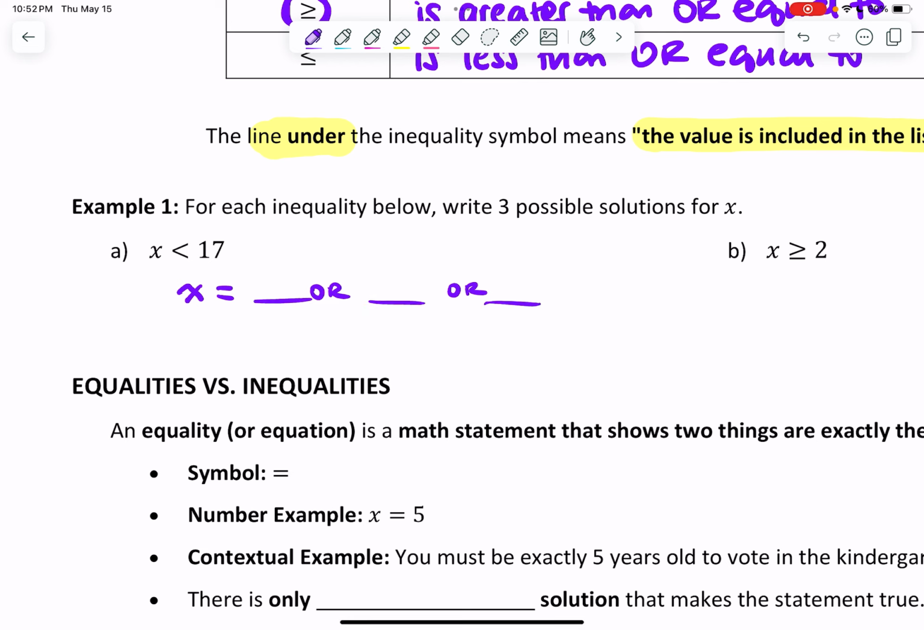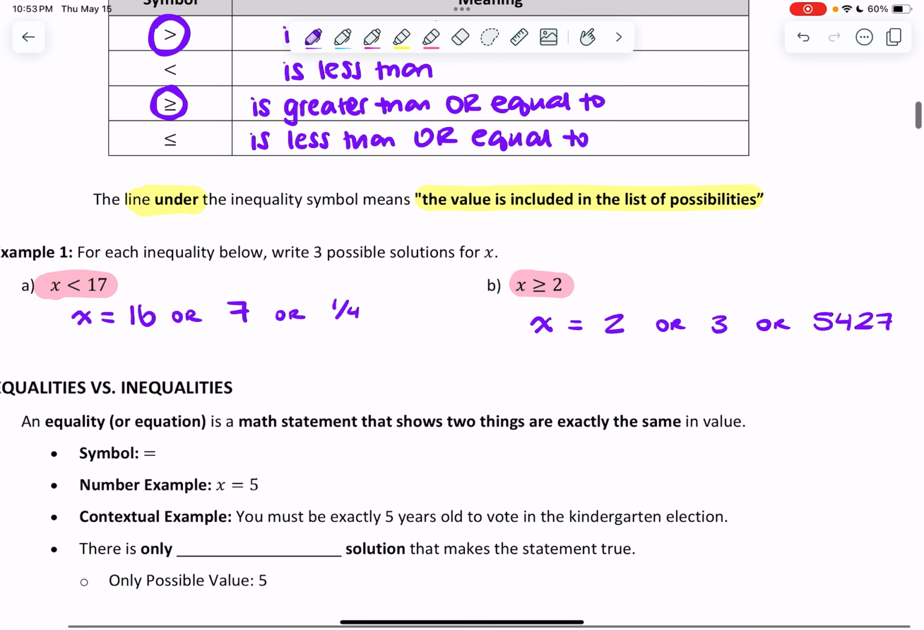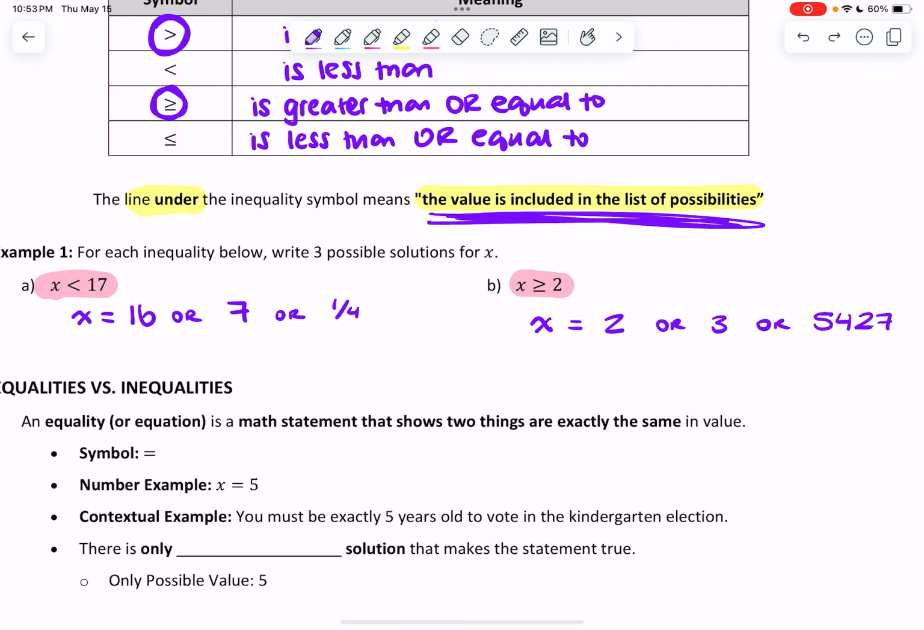Can you try the next one on your own? Pause the video and go. Welcome back. When I take a look at this, this reads as X is greater than or equal to positive 2, which means X can in fact equal 2. I have that or equal to portion. X can also be 3. It can also be 5,427. In this case, X is allowed to be equal to because of that or equal to portion, which means the value of 2 is included in the list of possible values.